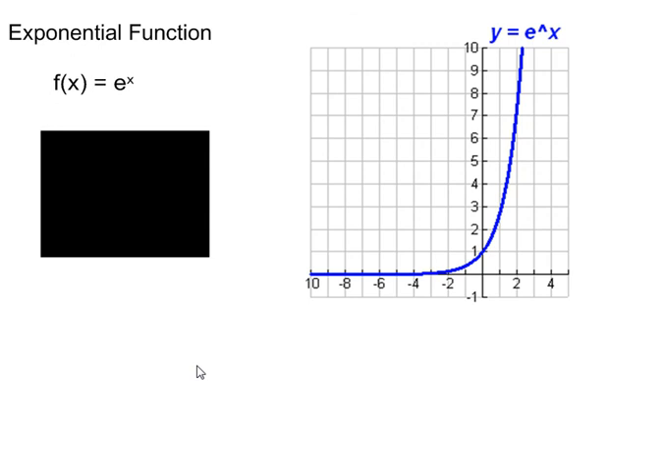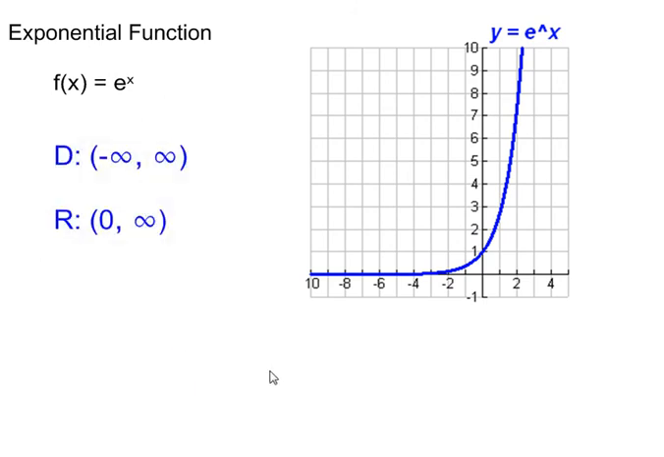Next, we have the exponential function, e to the power of x. Here, our domain is negative infinity to infinity. However, our range is 0 to infinity. We do not include 0 as it just approaches 0 but does not touch.